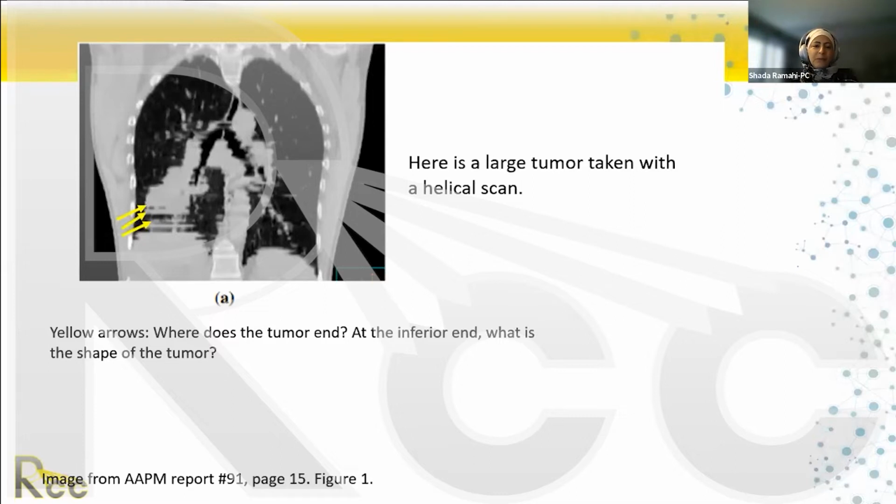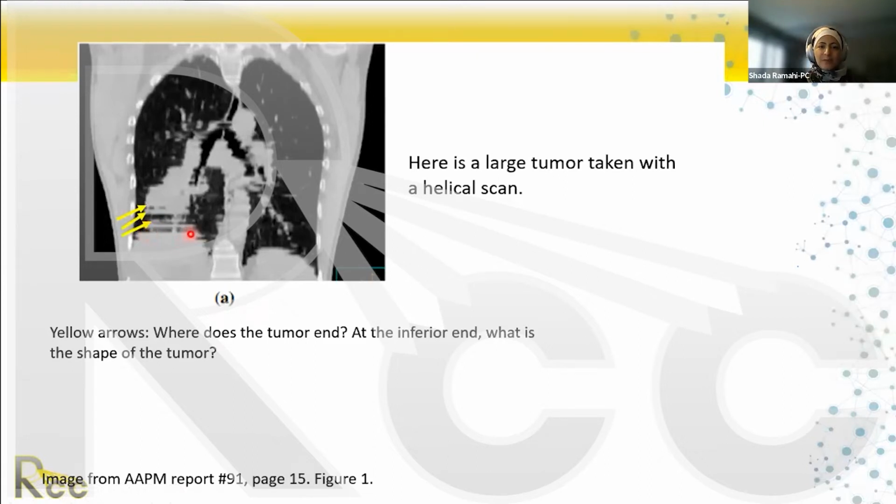Here's an example. This is a large tumor, clearly not a patient for SBRT, or maybe, I don't know, the radiation oncologist can tell us. And here's my question for the physicians in the group, for the dosimetrists, and for everyone actually: where does your tumor start and end? And I'm not just talking about the sides over here, the lateral part. I'm also talking about, hold on, I need my pen.